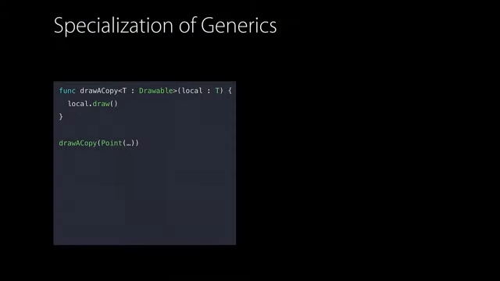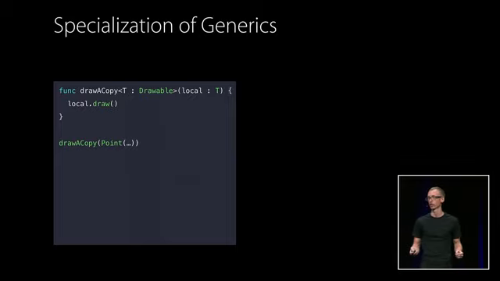Now you might ask, is this any faster? Is this any better? Could I not have just used protocol types here? Well, this static form of polymorphism enables a compiler optimization called specialization of generics. Let's take a look. So again, here's our function, drawCopy, that takes a generic parameter, and we pass a point to that function call of that method.